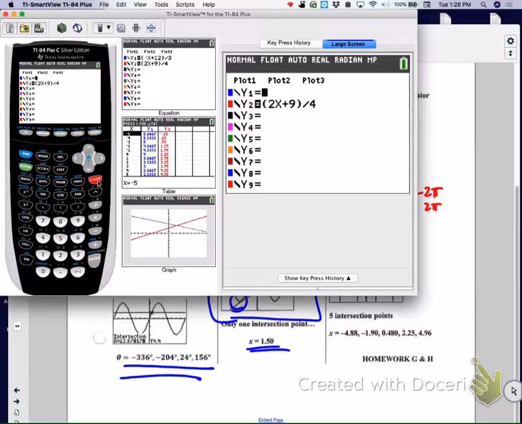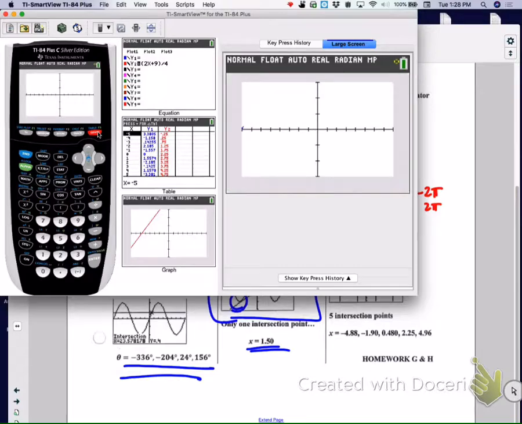That's going to be tangent of theta. Couldn't find tangent for a minute there. Tangent of x, and again, it doesn't matter that it's not theta. And 1 minus x. Okay, so we graph now.